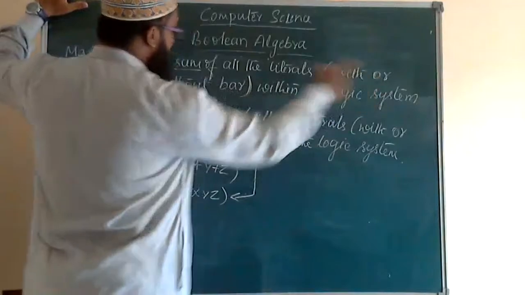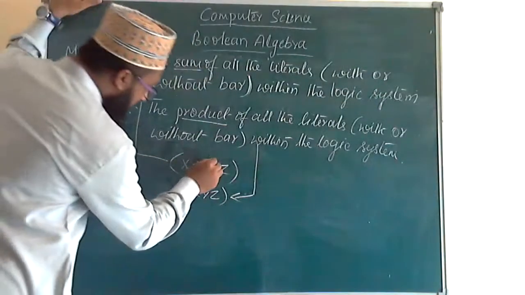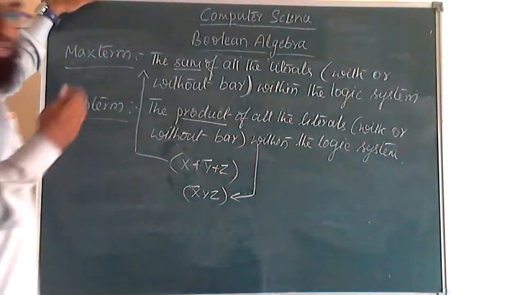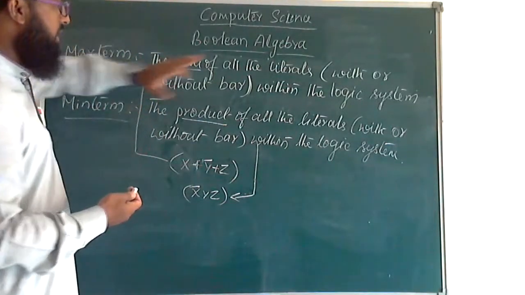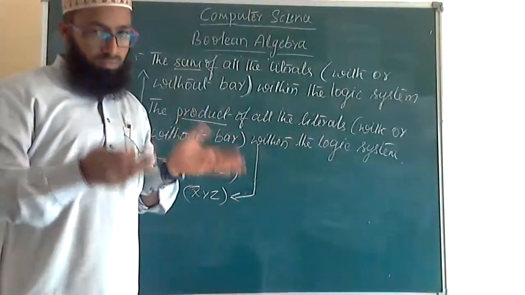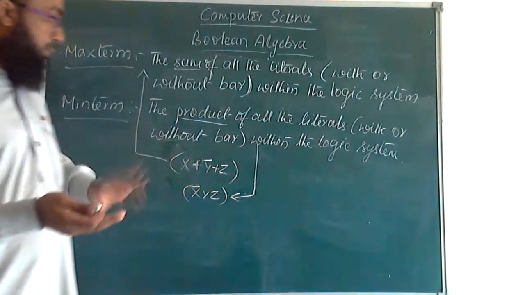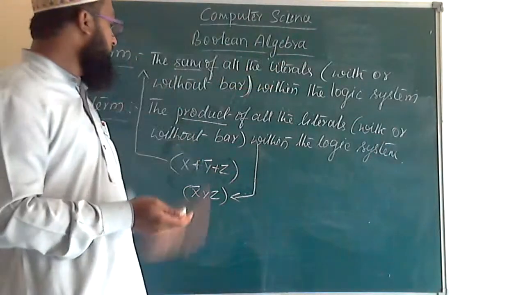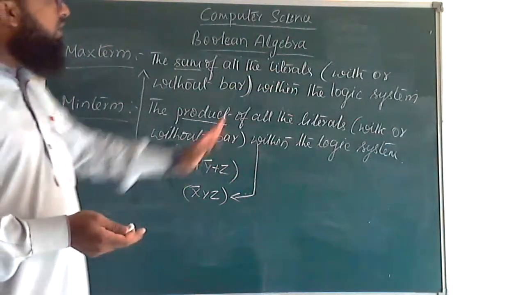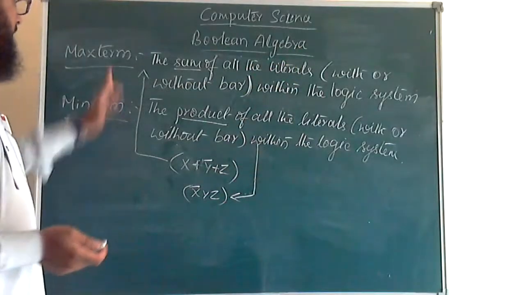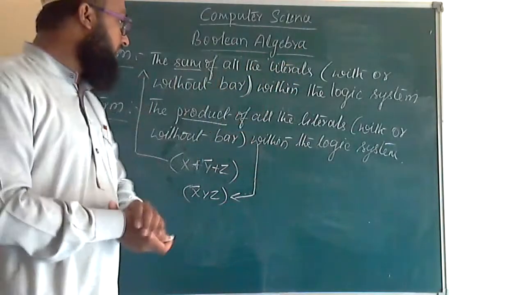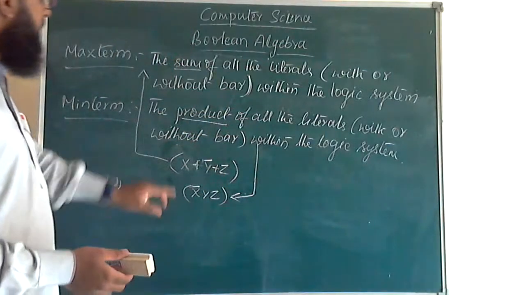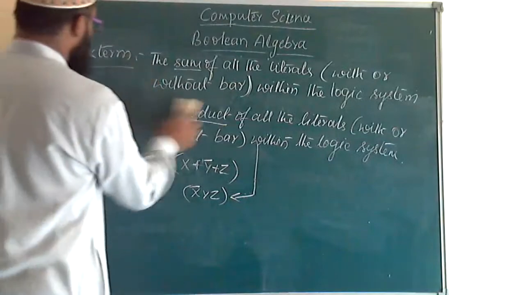So the product of all the literals is min term. Here one condition is there, with or without bar. If we want, we can add bar anyway, if the literals are barred literals or without barred literals, whatever they may be. The sum of all the literals with or without the bar within the logic system is called as max term. The product of all the literals with or without the bar within the logic system is called as min term. Now we are discussing the max term.